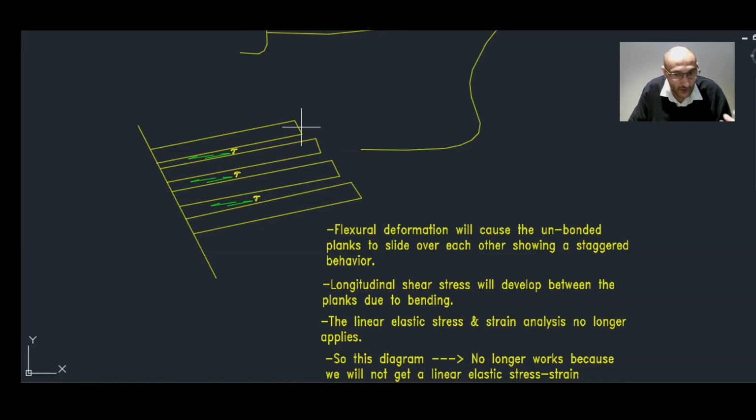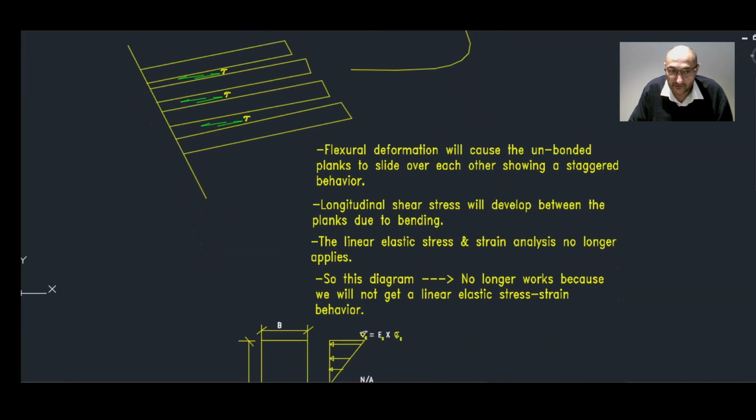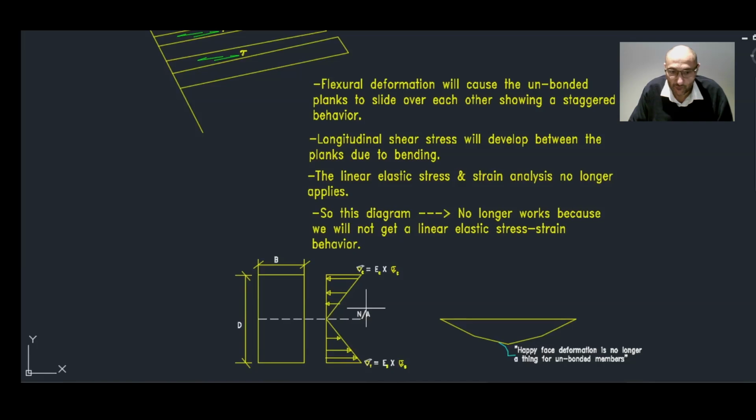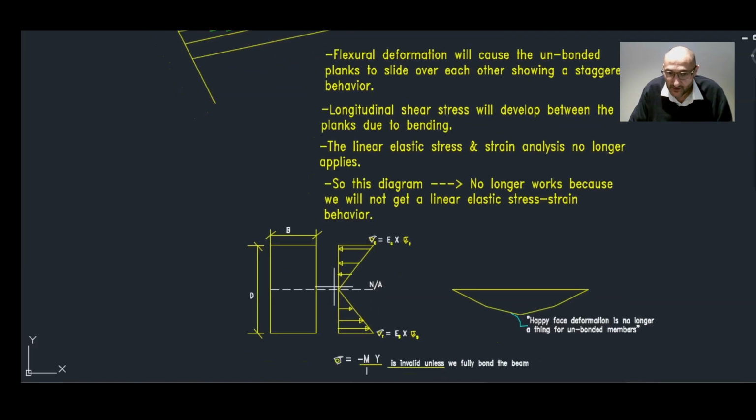Longitudinal shear stress then will develop between the planks. Between each of these planes, you'll get some sort of stresses, longitudinal shear stress, due to bending. And the linear elastic stress and strain analysis can no longer work. It doesn't apply in this case because we don't have a uniform bending. So this favorite diagram of ours no longer works.